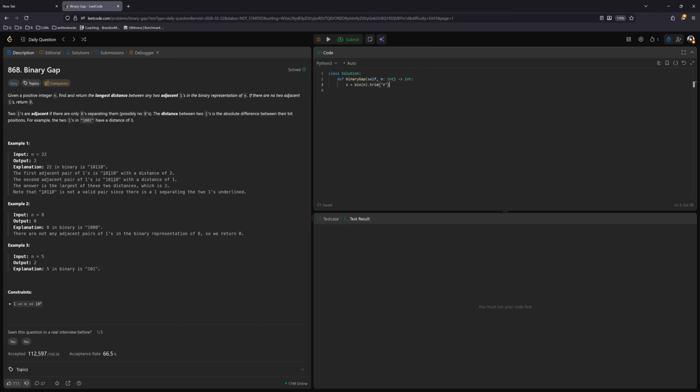Alright, trim 0. Trim B. Trim 0 for I in reverse, and length X. If 0 times I in X, return I. The first adjacent pair of ones at the distance of 2.